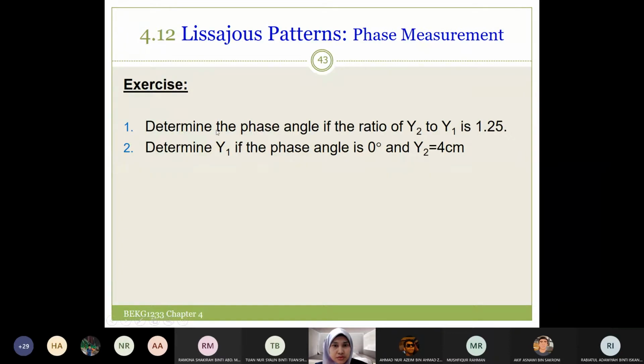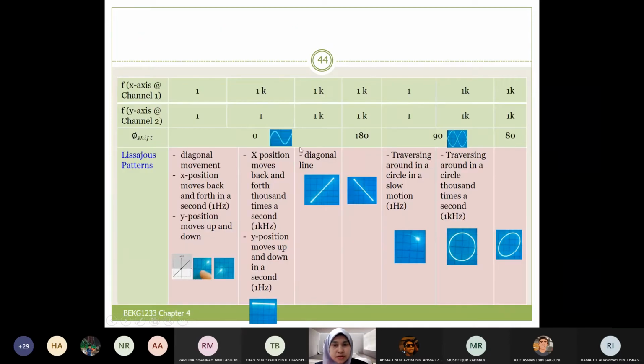So you can try this. Determine the phase angle if the ratio of y2 to y1 is 1.25. You can try, compare your answer with your friends. Determine y1 if the phase angle is 0 and y2 is 4 cm. You should watch the video that I gave the link to just now to understand Lissajous pattern.